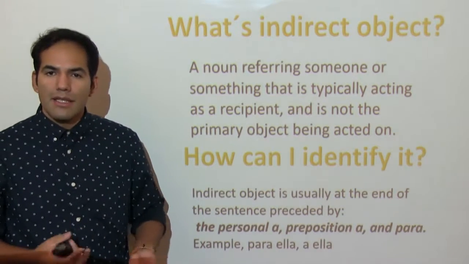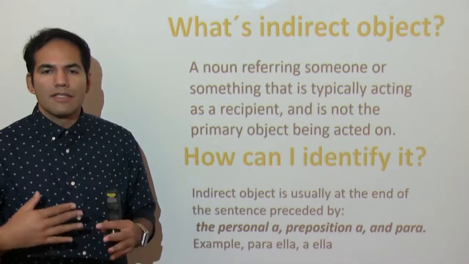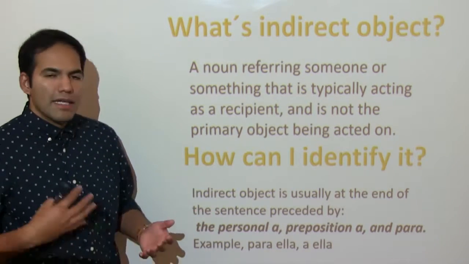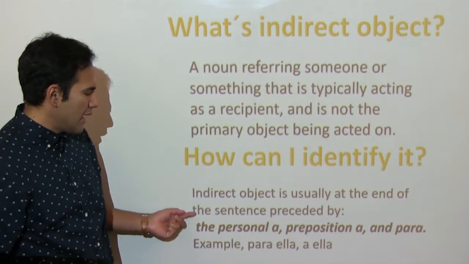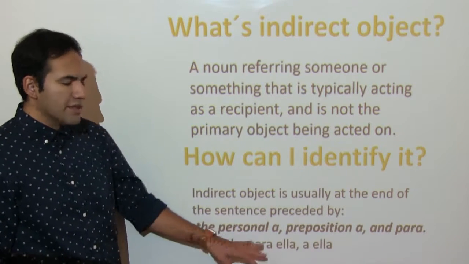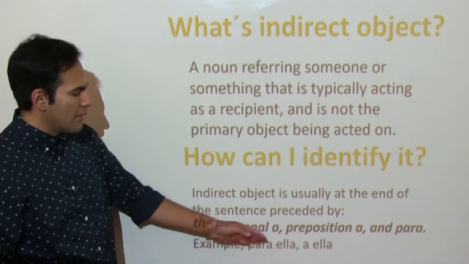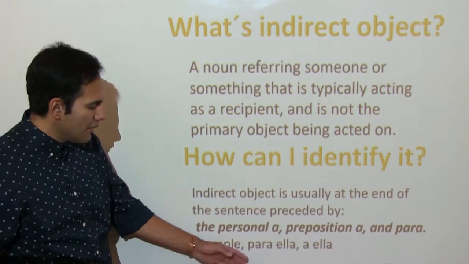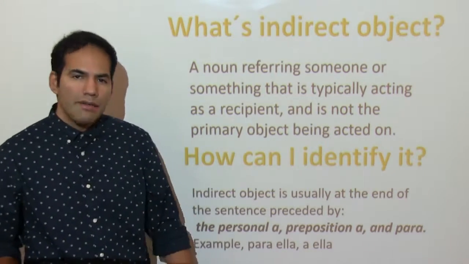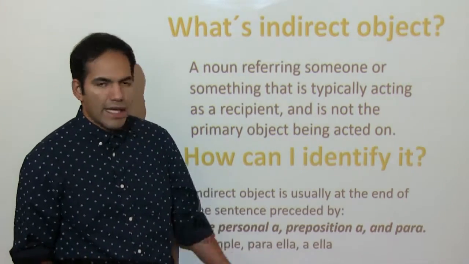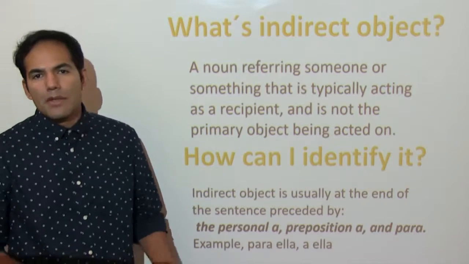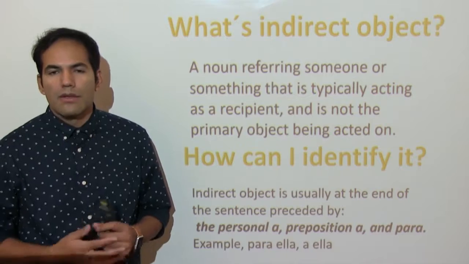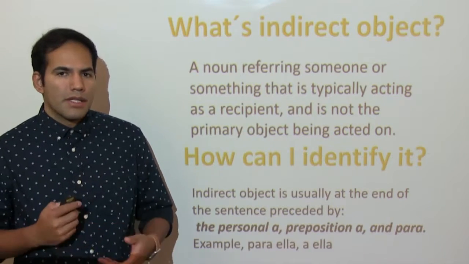Well, in Spanish, it's a little bit different, but it kind of follows the same pattern. The indirect object is usually at the end of the sentence, and it's preceded by the personal a most of the times, preposition a, and para. And an example of that is para ella, a ella. So whenever you see this para or a, ella, it's gonna give you an idea if that could be the indirect object or not. But we're gonna be looking at more examples.